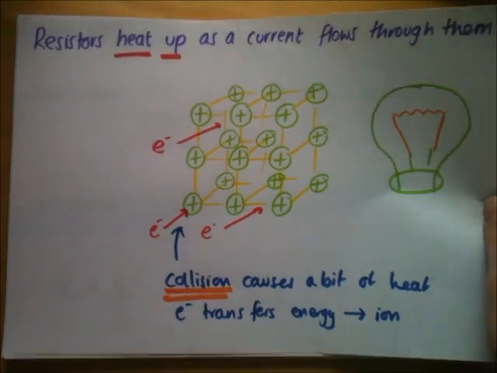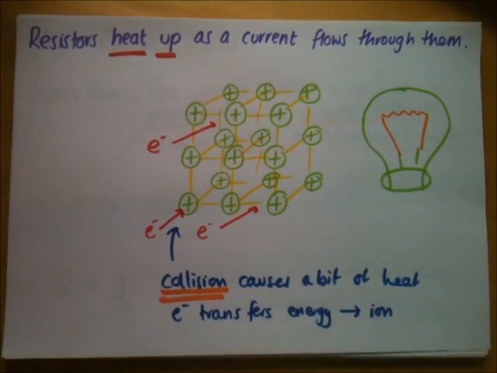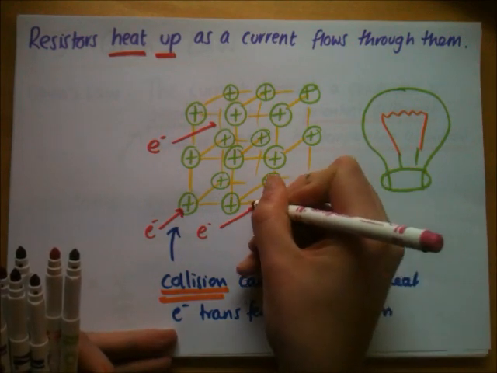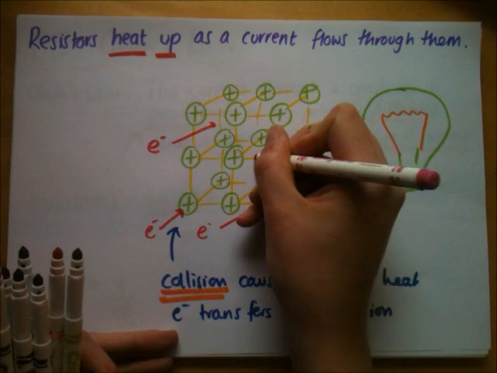So if I bring that sheet back really quickly, we said that resistors heat up as a current flows through them because of the collisions between electrons and the ions. Okay, and that causes energy to be transferred, which causes the heat or the temperature to increase. Now, if you've increased the temperature of a resistor, you've made the atoms or the ions in that resistor start to jiggle about more. So these ions, as we increase the temperature, move about more and more and more.